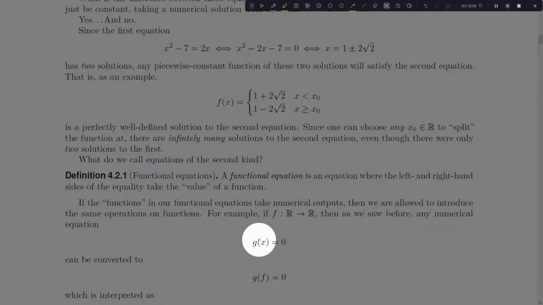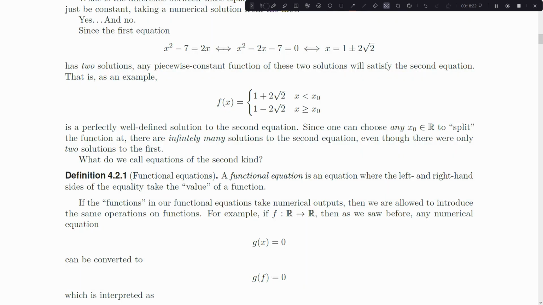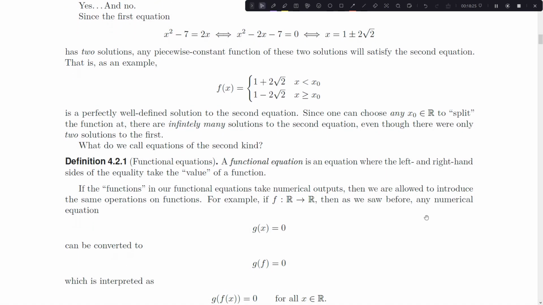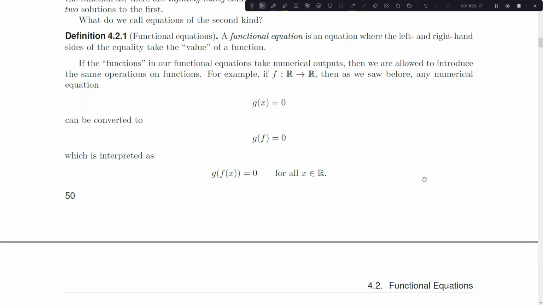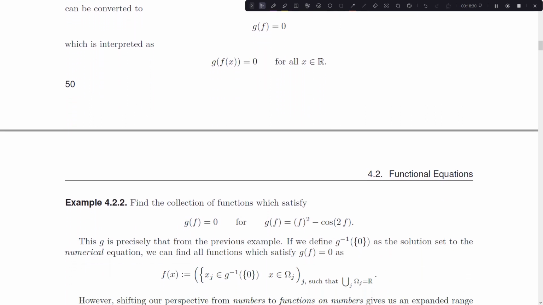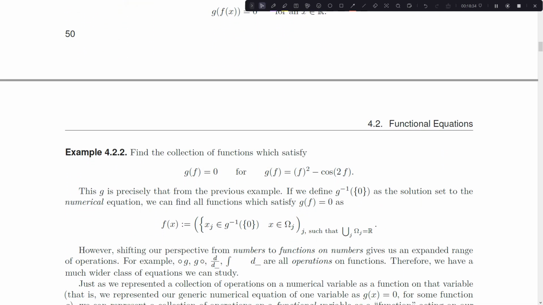Okay, so we're able to use the same sorts of equations that we encountered before. For every numerical equation, we recall every numerical equation could have been written as g of x equals 0. I can also consider its analogous functional equation, g of f equals 0. But I can start to actually broaden my criteria of the g's, which I can create functional equations out of. Okay. If I jump over here, I have an expanded range of operations.